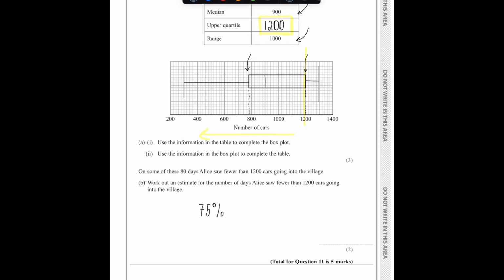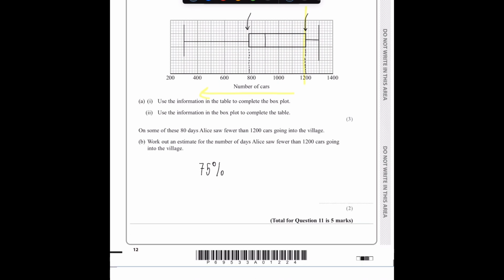But what are we trying to find 75% of? That's the 80 days that Alice has looked at the results, so 80 days. So the next thing that we need to do is find out what 75% of 80 is, and that's 60 days. So in other words, the estimate is 60.